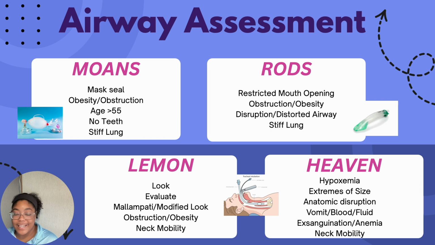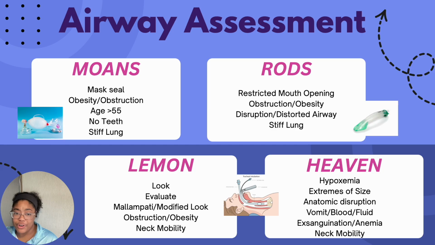Also want to consider any anatomic disruptions. So is there any sort of physical condition that might make intubation more difficult? So these are going to be things like trauma, swelling, foreign objects in the patient's airway that are going to make it difficult for you to visualize once you get in with the laryngoscope. Vomit, blood, fluid, again, secretions, again, these go along with the obstructions that we talked about in the other assessment techniques. Again, you want to make sure that you have your suction on hand.